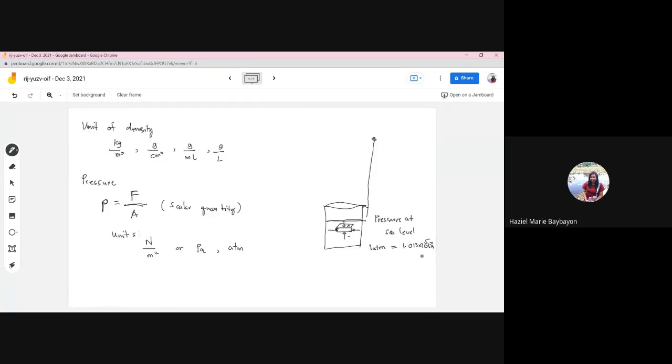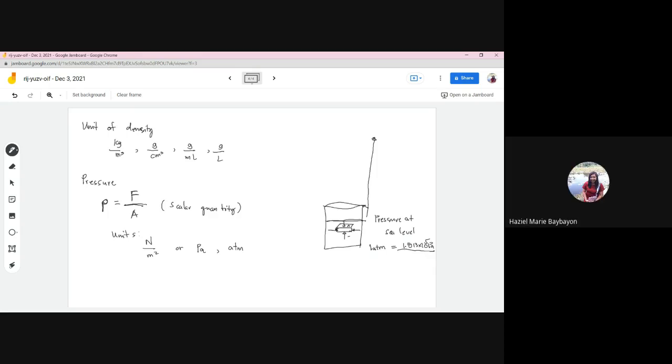But we do not feel it, or it seems okay for us to move around in this atmosphere with such a large pressure, because we are inhaling the same air with that pressure. So the pressure inside our body is the same as the pressure outside the body.